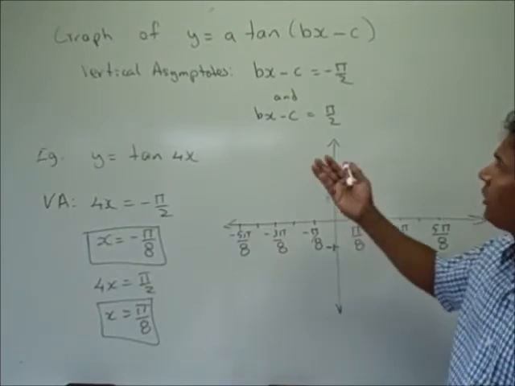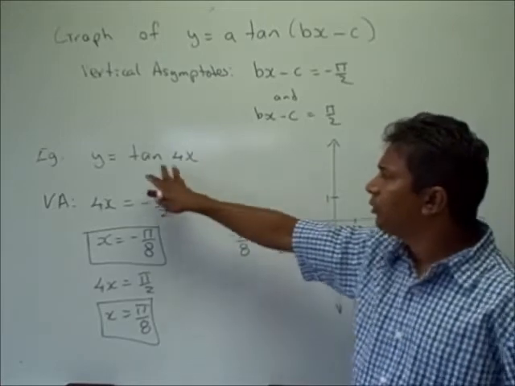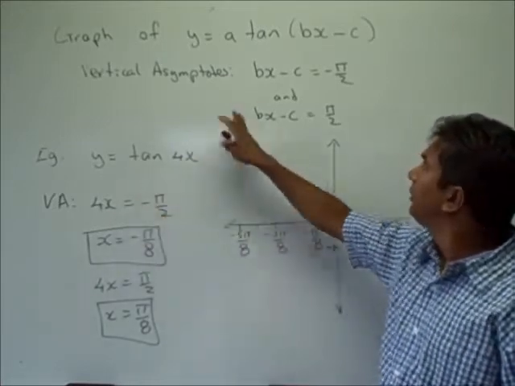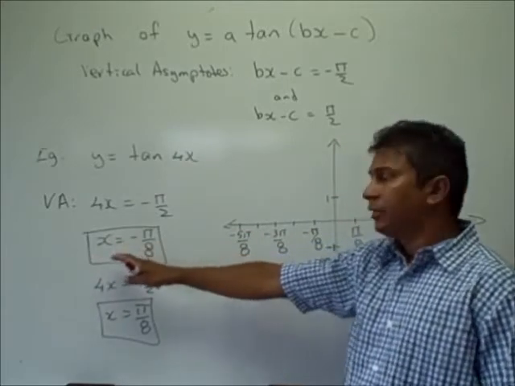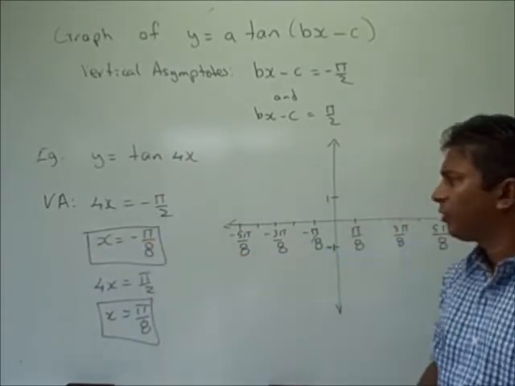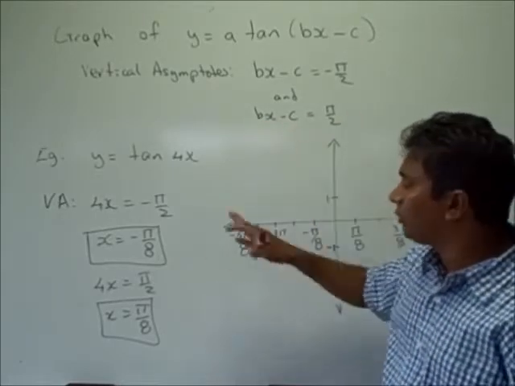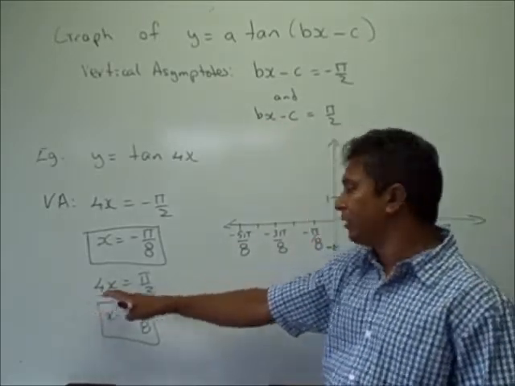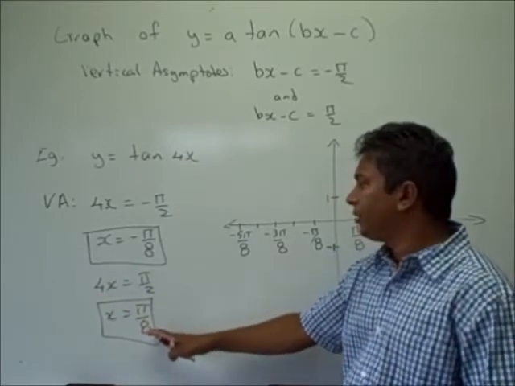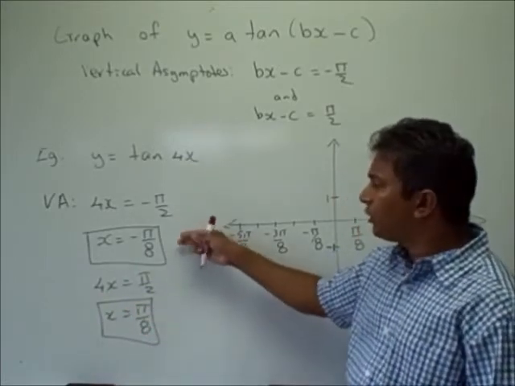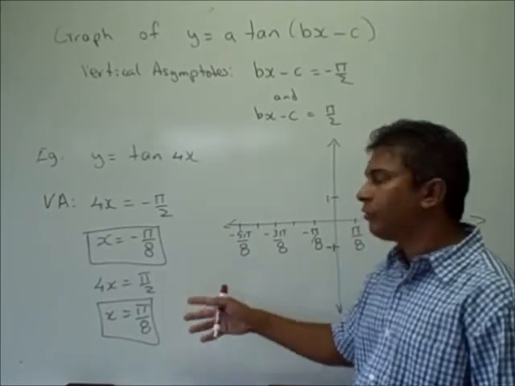So to find our vertical asymptote, we set bx minus c. Here our c is 0, so we set 4x equal to negative pi over 2. Solving for x, we have x is equal to negative pi over 8. We also set bx minus c equal to pi over 2, so we set 4x equal to pi over 2. Solving for x, we get pi over 8. So we have two vertical asymptotes, one at negative pi over 8 and one at pi over 8.